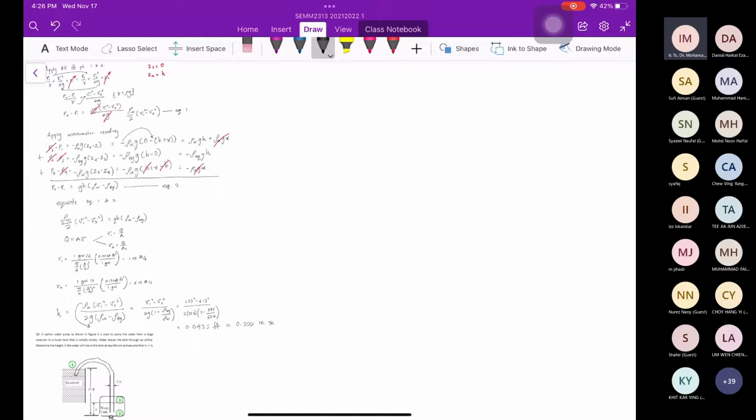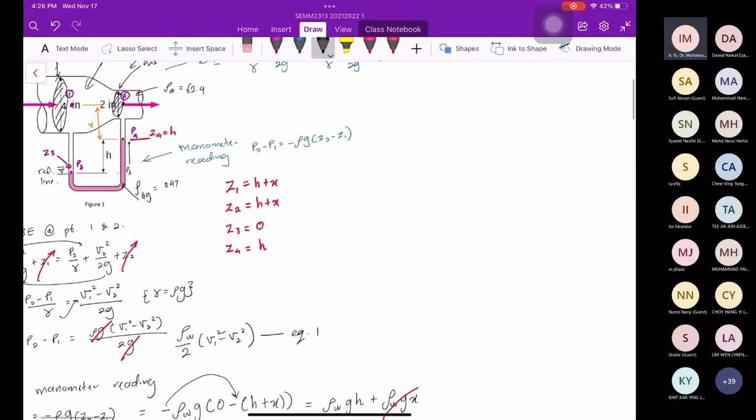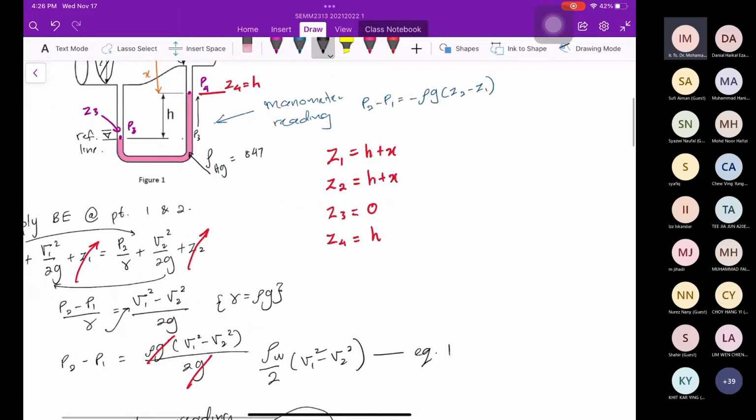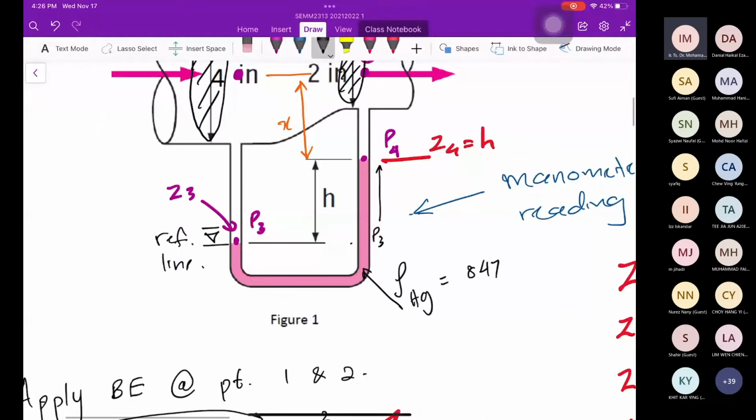And then, can you repeat? I'd like to ask, can you show again how to get Z3 equal to 0? Which one is Z4? Z3. Which one is that? Z3. Okay, Z3 equal to 0 because I set it as a reference line.